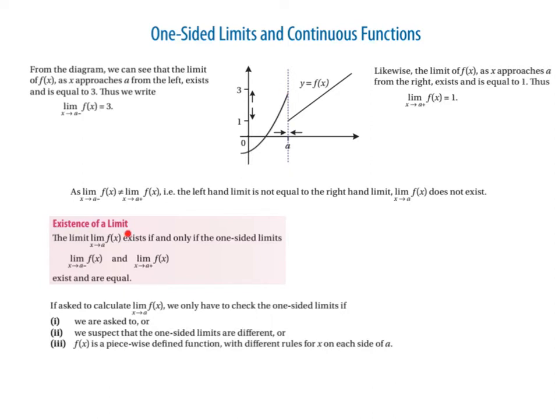A limit exists if and only if the one-sided limits, i.e. from the left and to the right, exist, that's the first thing, and are equal. If we're asked to calculate the limit of f(x), we only have to check the one-sided limits if we suspect they are different, or if it's a piecewise defined function with different rules for x on each side of a. I'll show what that is in the next slide.